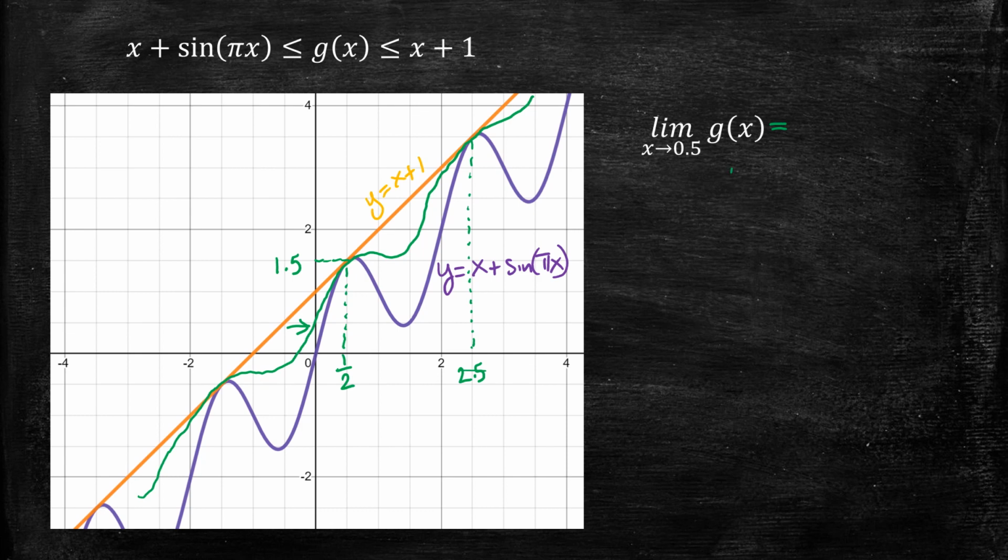You could plug into either of the functions because you know they meet there. So the limit as x goes to 0.5 of x plus 1, just plug it in. And that confirms the answer is 1.5.